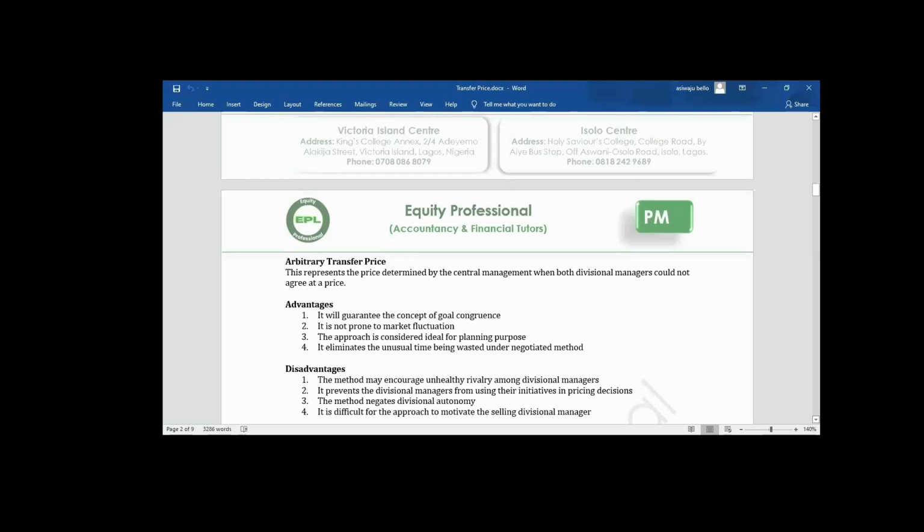This approach can guarantee the concept of goal congruence. It is not prone to market fluctuation. This approach is considered ideal for planning purposes. It eliminates time consumed under negotiated transfer price.